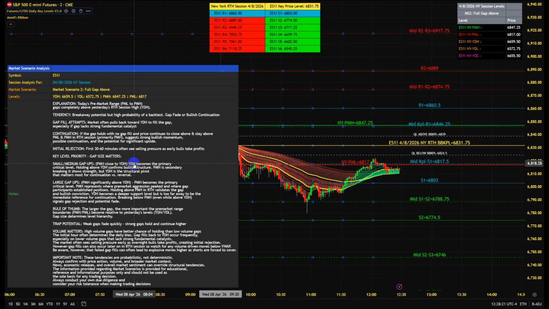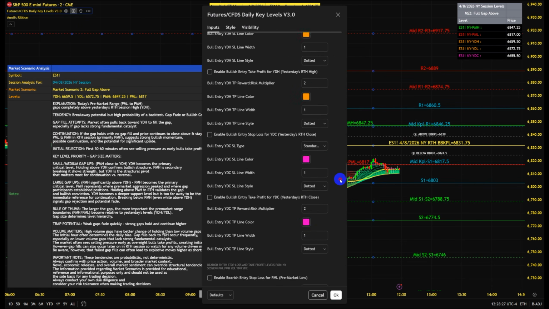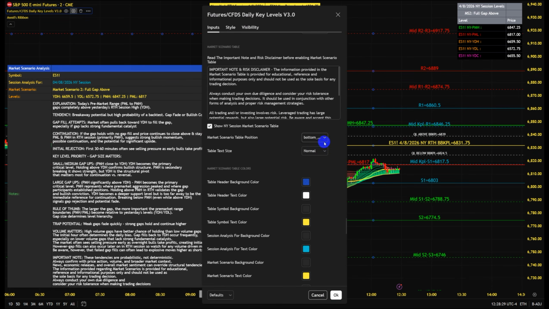Okay, as you can see here, the table is quite large. You can resize it, so I'll show you here in a second. You can resize it down to either tiny, small, or you can make it larger if you wish. You can also change the position of this particular table to many different parts of the chart if you prefer it in a different section.